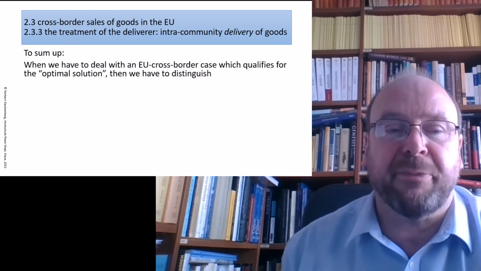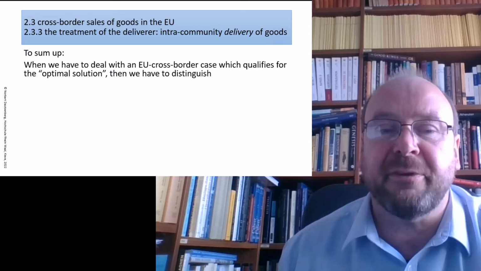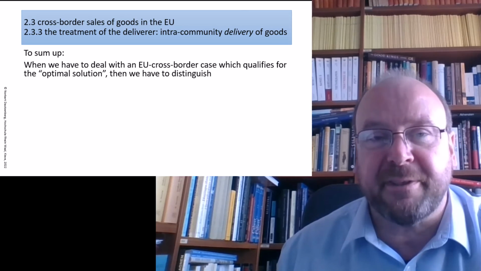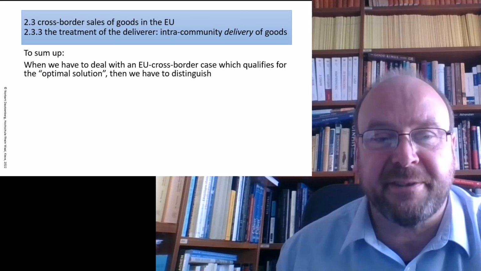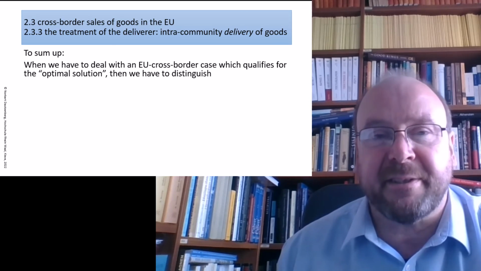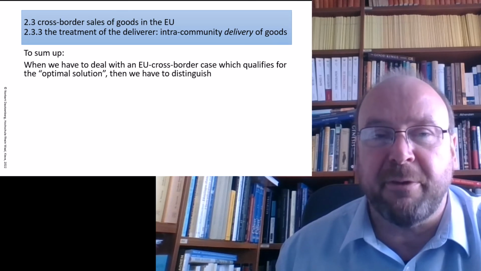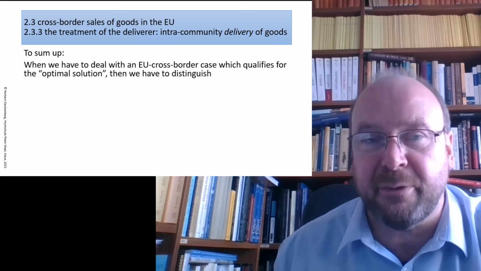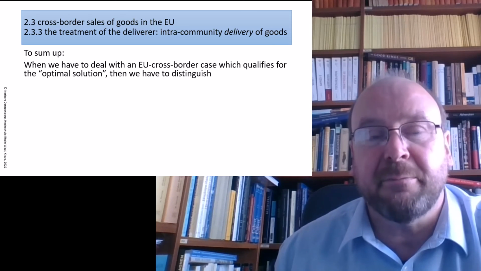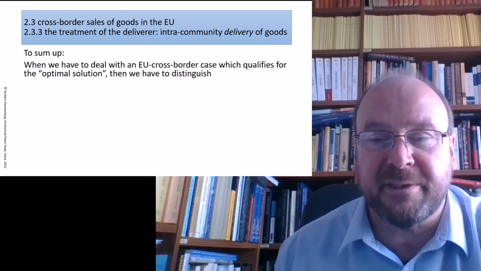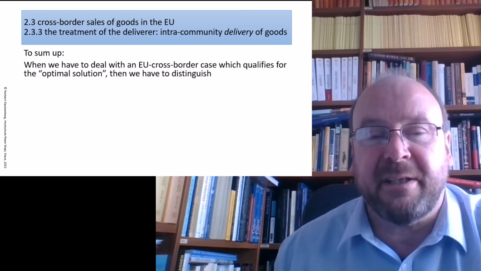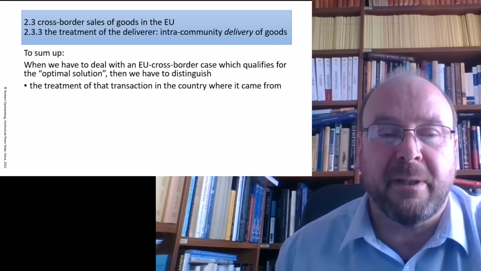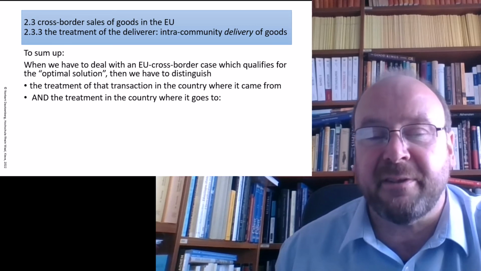To sum up here, when we have to deal with the EU cross-border case, then you first test if it qualifies for that optimal solution in our testing scheme. That is the case when the buyer is somebody who, from the perspective of value-added tax, can read and write, so knows the rules and has bookkeeping, or can at least be expected to be able to learn the rules. So in that case, we have to distinguish then the treatment of that transaction in the country where it came from, and the treatment of the same transaction in the country where it goes to.